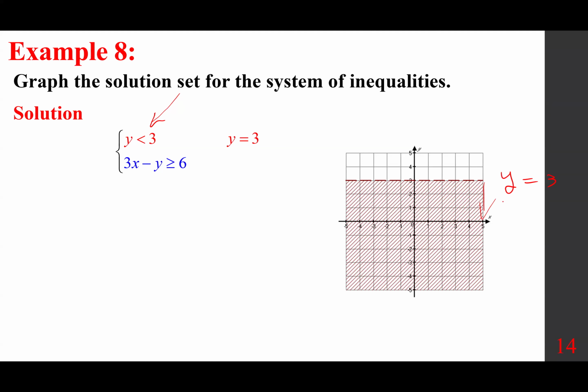The second one, 3x minus y larger than or equal to 6, we change it to equality. And we pick two pairs. If x is 0, y is negative 6. If y is 0, x is 2. So (0, -6), (2, 0).